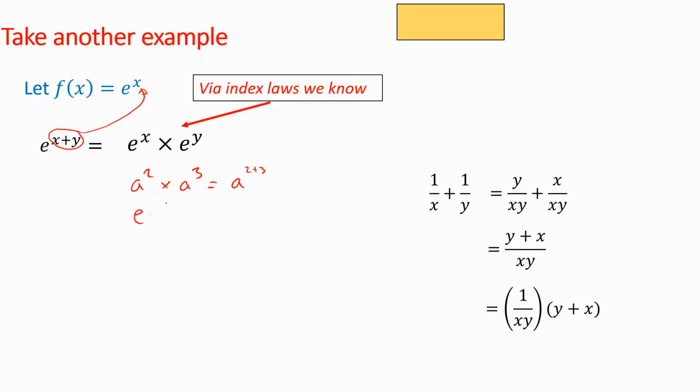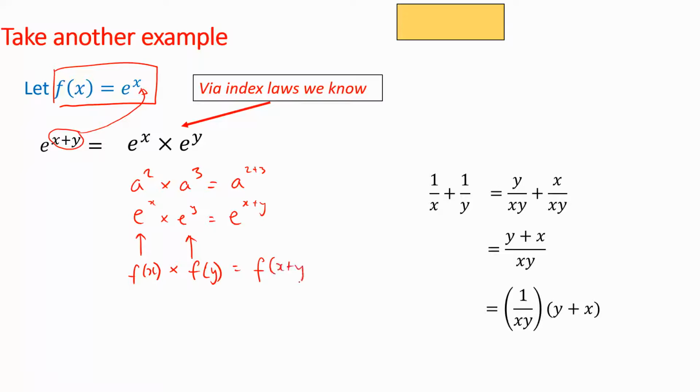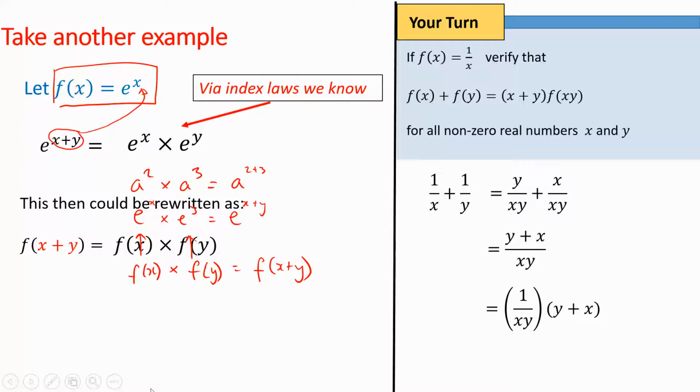So all I'm saying is e to the power of x times e to the power of y is the same thing as writing e to the power of x plus y, right? Now if I said let f of x equal e to the power of x, then this is the same thing as saying f of x multiplied by f of y, because I'm replacing the x with a y, and this is just f of x plus y. Okay, so I'm trying to show you that notation, how we're using function notation to represent our expressions or equations.